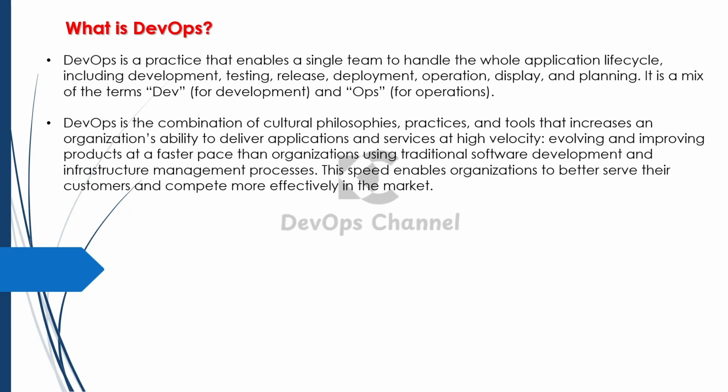So basically, the speed with which we work in DevOps fastens our process for deploying the product. It enables the organization to better serve their customers and compete more efficiently in the market. Okay, so I'm hoping you are clear on the term DevOps and how it is different from traditional methodologies.